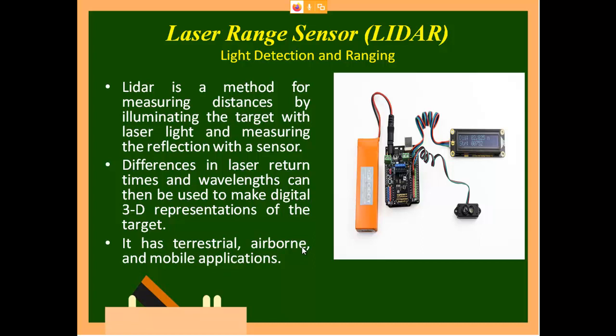The operating procedure doesn't change, it is the same. It is similar to your ultrasonic and other sensors. You will transmit and receive it back and try to read it. It is a method for measuring distance by illumination of the target with laser light, only that is the difference. And with the reflection measured by the sensor, the difference in laser return time and wavelength can then be used to measure the distance to the object.